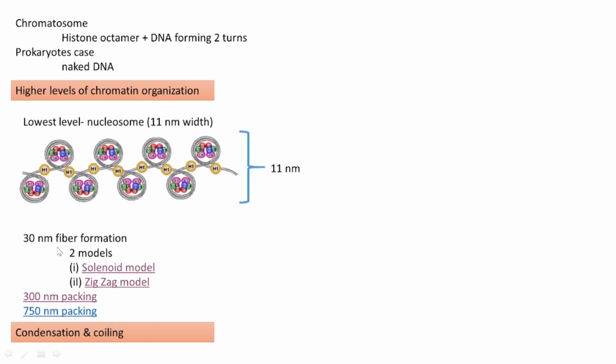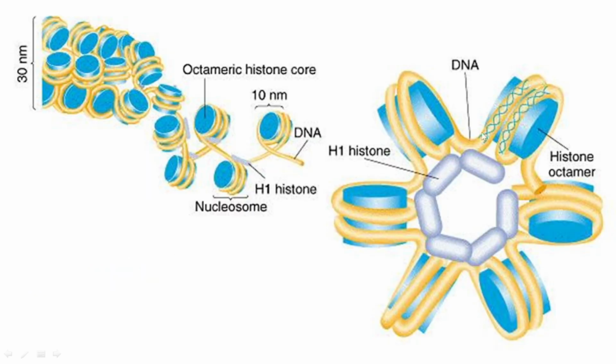And how is that compaction happening? For explaining that, two models are proposed. They are the solenoid model and the zigzag model. First, I am going to explain the solenoid model. This is the picture of the solenoid model.